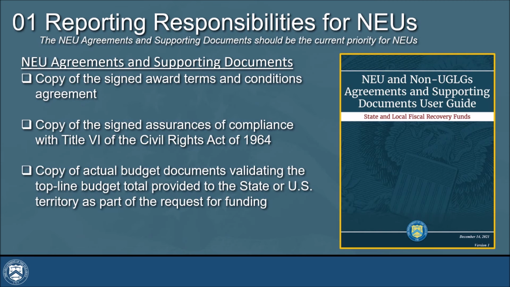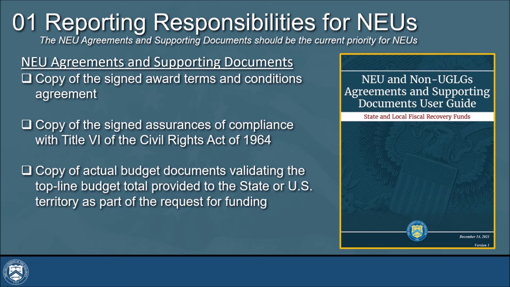So let's go into detail on the NEU agreements and supporting documents report. If your NEU jurisdiction has not done so, this report should be the priority for your reporting responsibilities at this time. As mentioned previously, the Treasury SLFRF website will also have available the user guide for completing this report, as well as other helpful resources. The report is relatively easy and simply asks that you provide Treasury copies of the following 3 documents.